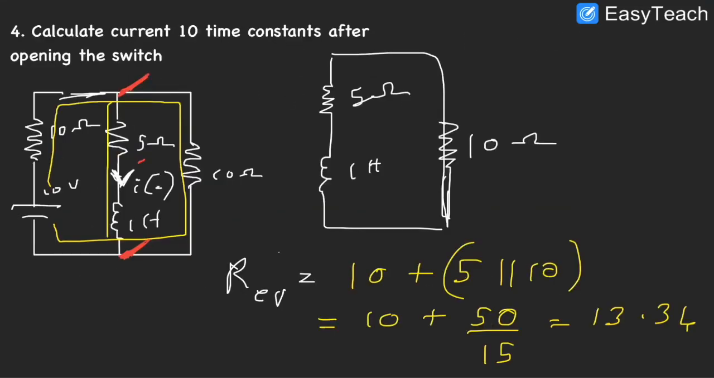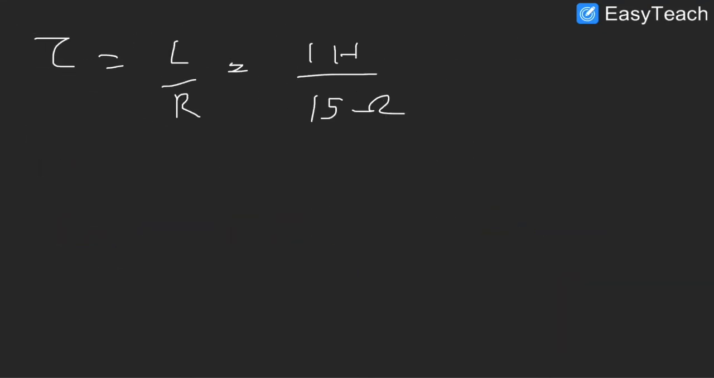Now let me go ahead and find the time constant for an inductive circuit, which is L by R. That is 1 Henry divided by 5 and 10, so it's 15 ohms. If you saw our circuit here, it had 1 Henry, 5 and 10 ohms, so it's 15 ohms. So we'll just keep it as 1 over 15. Time to write our final expression.